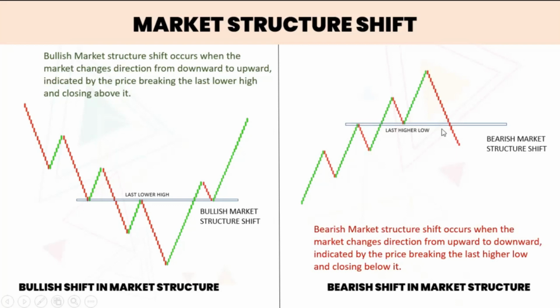So you wait for a return back to that level, which is the last higher low, and then you expect to sell downward from that place. That is how market structure shift is interpreted. The market structure shift takes place when there is a break, a change in the direction from what it was before to another one. And you know that by a break of the last higher high, a break of the last higher low, or a break of the last lower high. So that is how you are able to identify a bearish or a bullish shift in market structure.